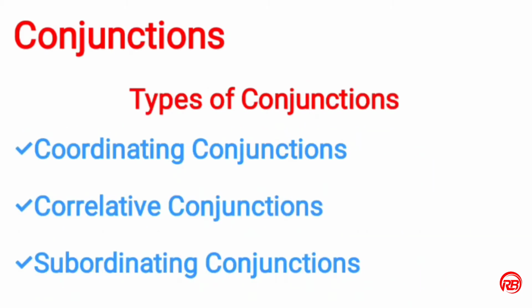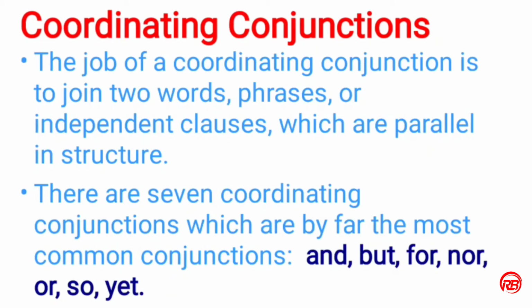Types of conjunctions. There are three types of conjunctions. They are coordinating conjunctions, correlative conjunctions, and subordinating conjunctions. Let's discuss one by one. The first one, coordinating conjunctions.